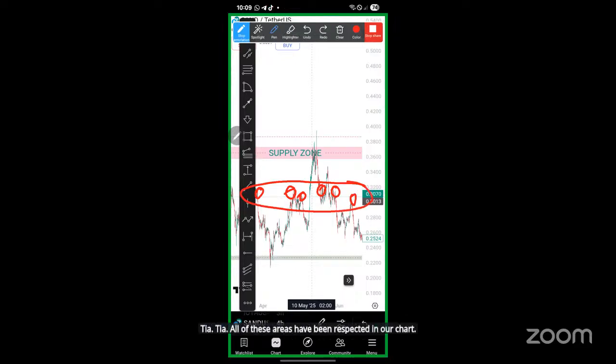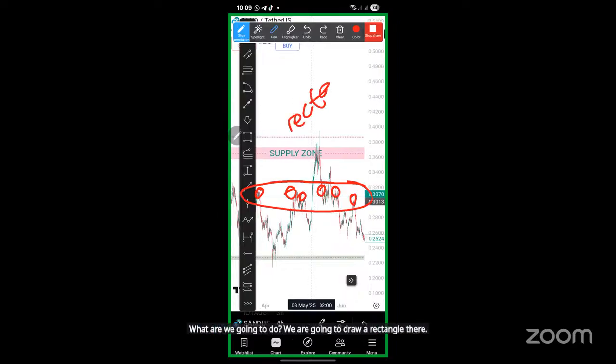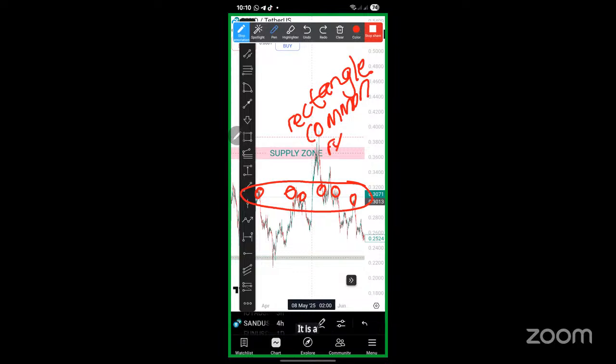What are we going to do? We are going to draw a rectangle there, and we name that area. What are we going to name it? Common reaction area. It is a common reaction area.